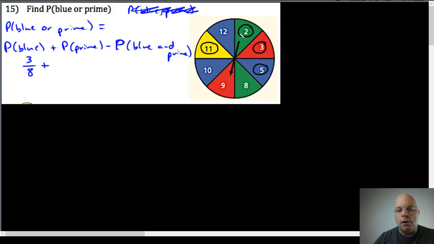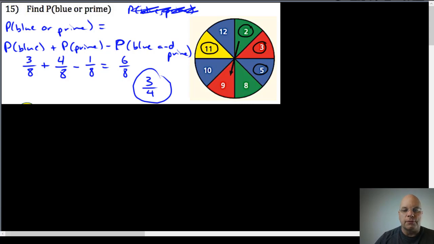So I have 4 prime numbers out of 8 possible places to land. So there's a 4/8 probability of landing on a prime section. But I have to subtract the sections that are both blue and prime. The 12 is not, the 10 is not, but the 5 is. So I subtract 1/8 from that. And that gives me 7/8 minus 1/8 is 6/8, so 3/4.